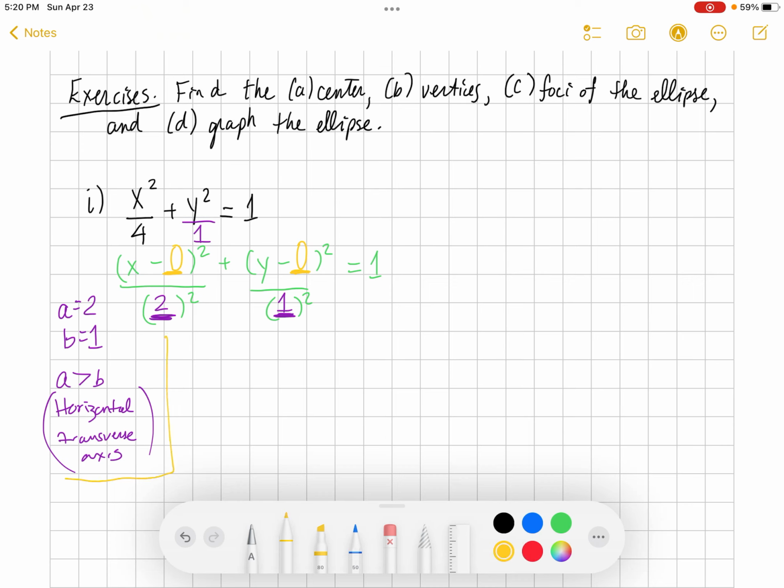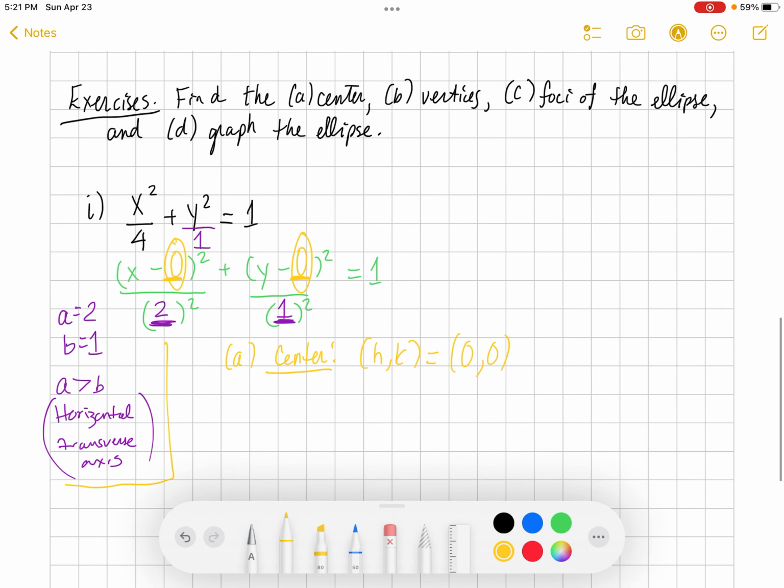All right, so let's start identifying things. Let's start with the center. So part A of this problem, finding the center. The center, we call that (h, k). But that'll be 0, that's the h, 0, that's the k. So (0, 0).